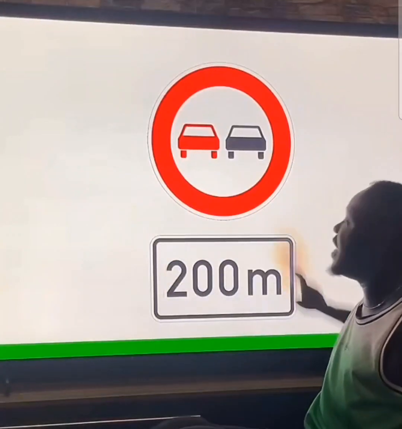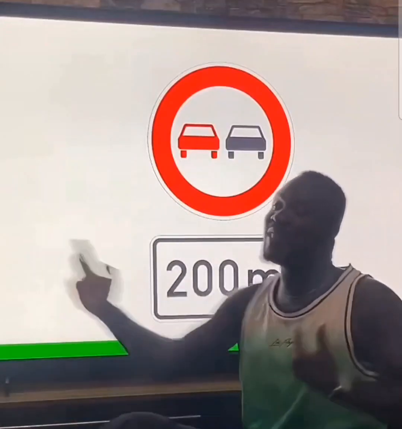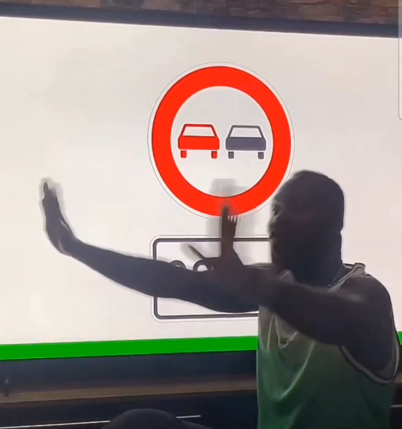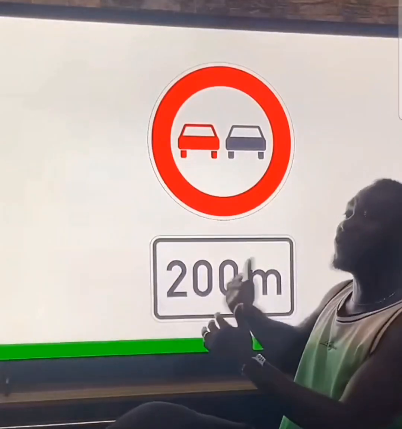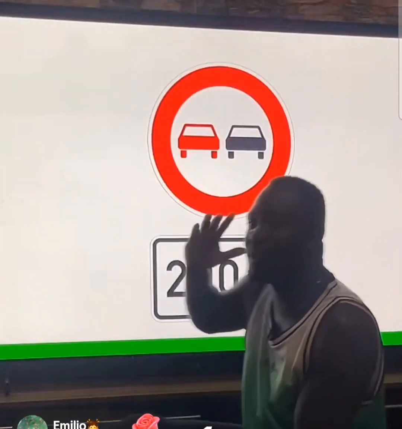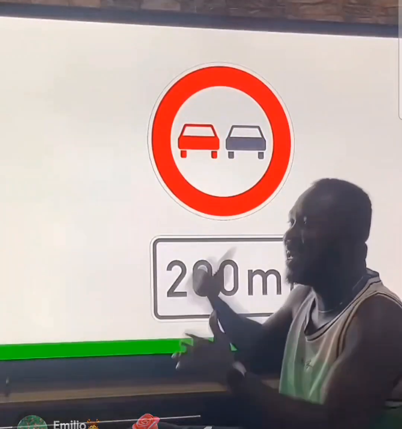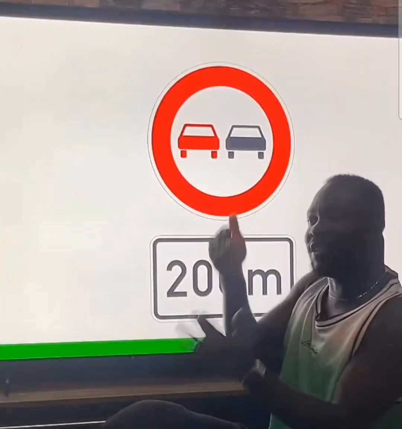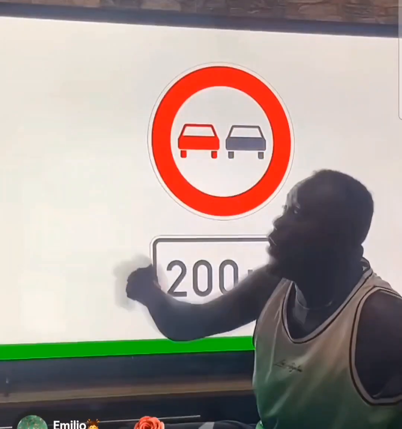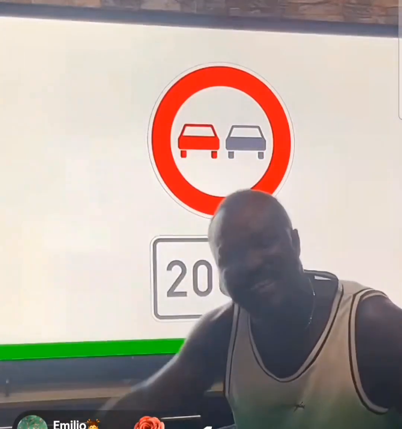So when we see an arrow here, it means from where we are, in a distance of that particular number, we cannot overtake. But this one is not about distance. This one is about what we are going to see ahead of us. What we are going to meet in the future. So that means as we continue to drive for 200 meters, in front of us, we are going to see a sign that will tell us we cannot overtake.